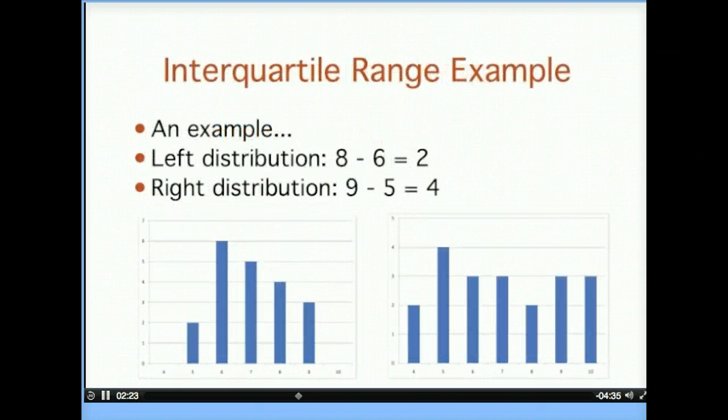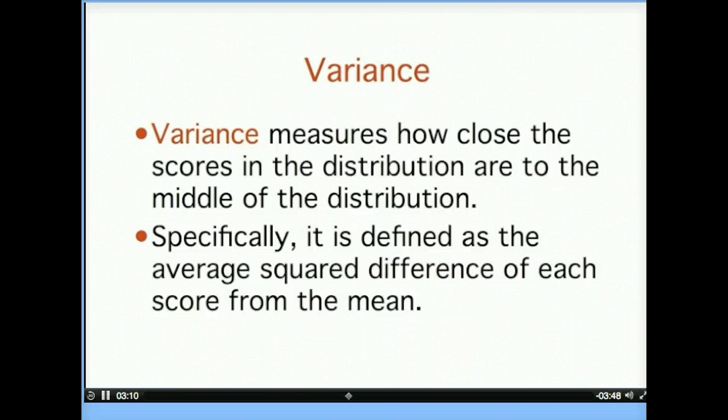Let's go back to our two different distributions of test scores. For the left distribution, the 75th percentile is 8, and the 25th percentile is 6, making the interquartile range 2. For the right distribution, which has greater spread, the 75th percentile is 9, and the 25th percentile is 5, making the interquartile range 4.